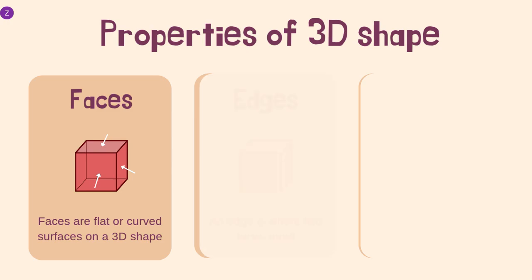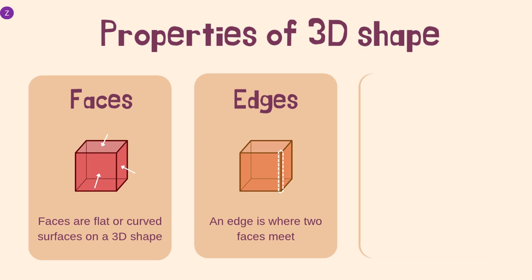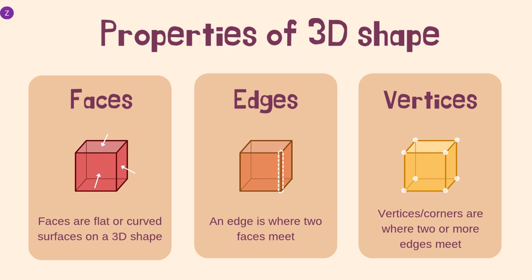Then it has edges. Edges are where, if you have a page and you fold the page, it makes a little corner or an edge. Those are the edges that you can count on a 3D shape. Vertices we know as the corners of a shape.